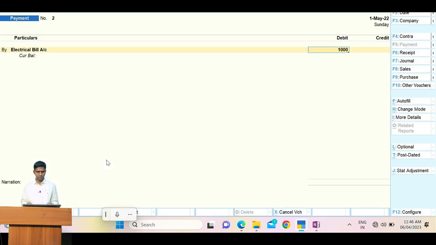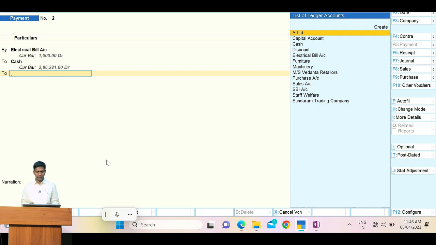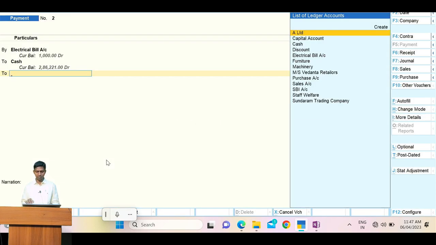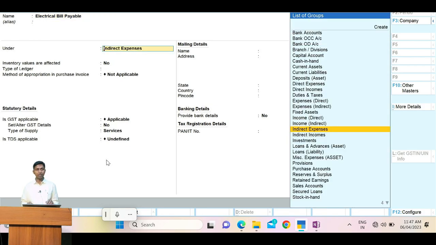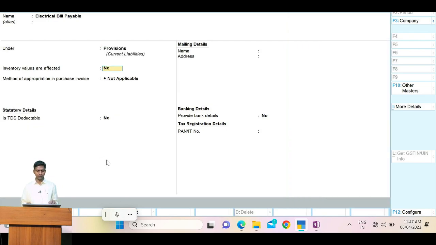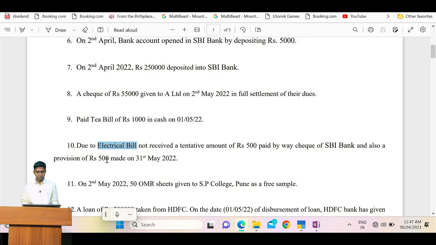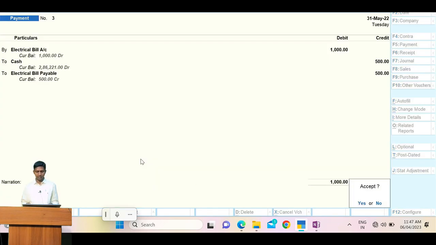That means total 1000. And then we are paying that in cash of rupees 500, and we are providing 500. That means here I'll check whether the electricity bill payable account is there or not. That is not there. I know, you also know. Therefore, say Control V, electricity bill payable. But this payable under what? This is provision. Therefore, in the provision category, important. That electricity bill account we opened in indirect expenses, and this payable we are now opening in provision. Enter, accept. 500, and then no need to type narration, we don't have that much time either. 31st, in actual practice they write 31st May, and enter, accept the screen.